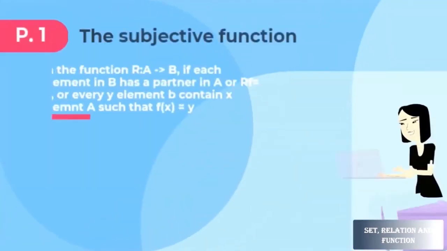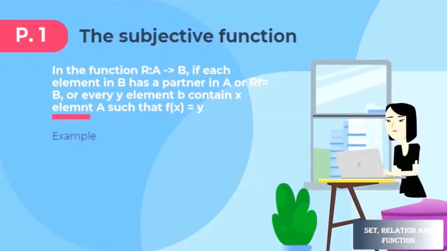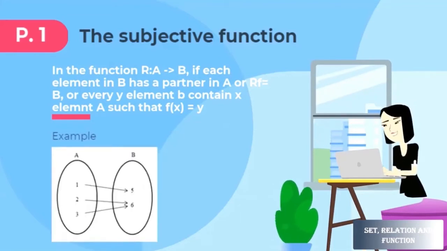The surjective function. In the function f: A to B, if each element in B has a partner in A, or Rf is equal to B, or every y element of B contains an x element of A such that f(x) is equal to y.